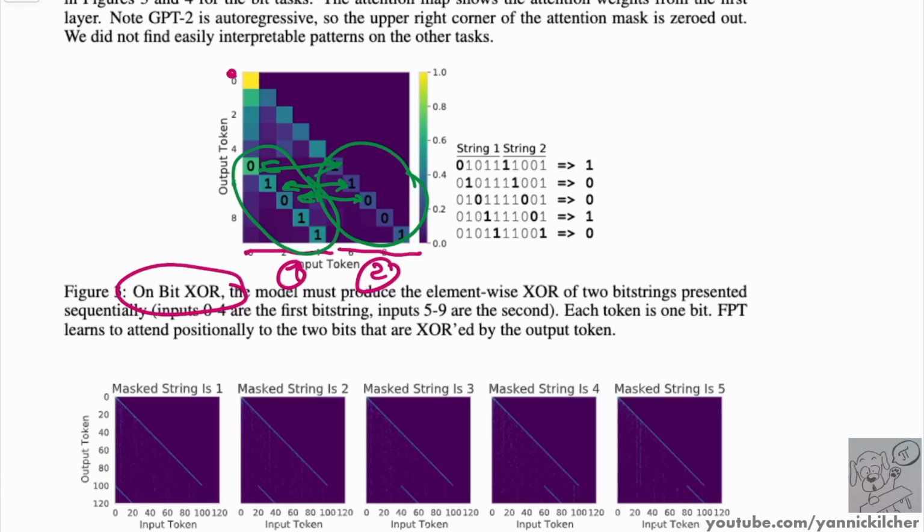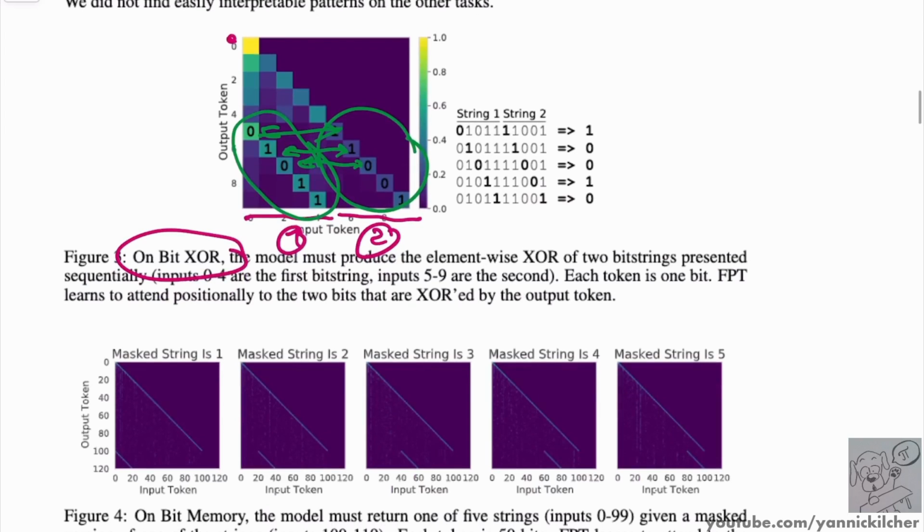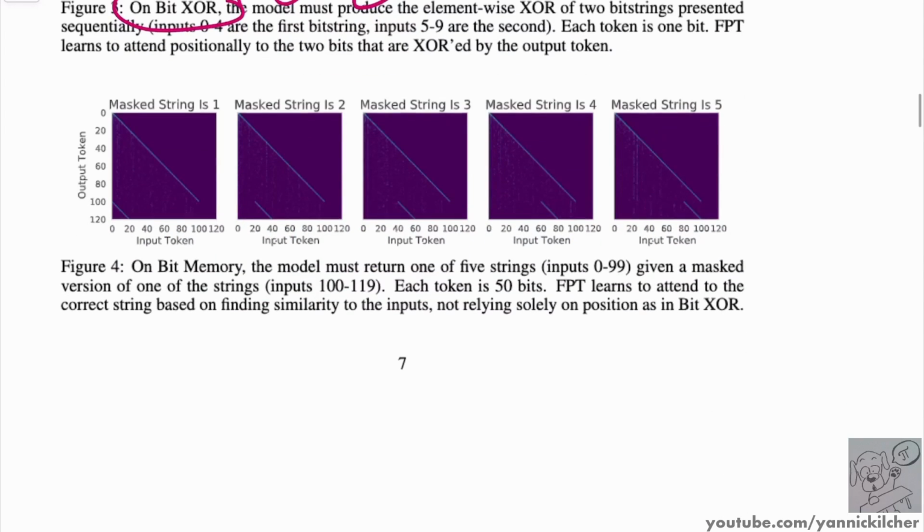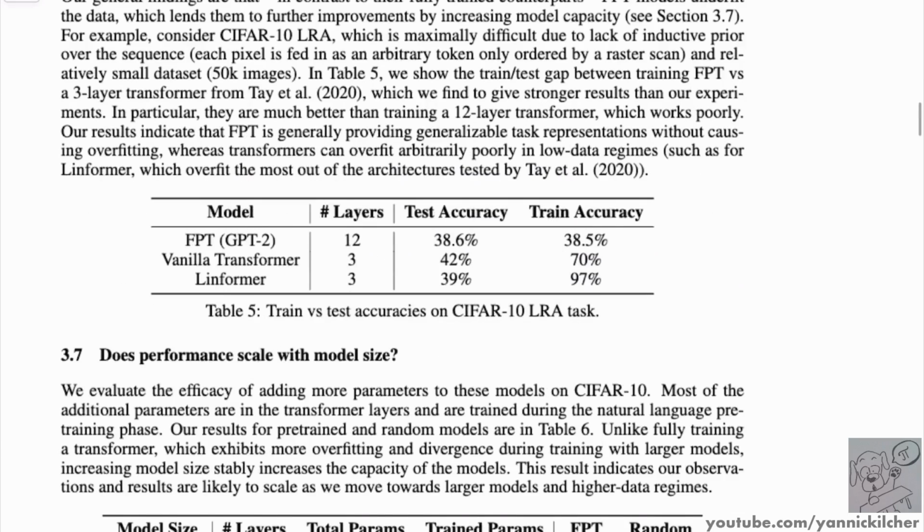But I think that goes into my claim that, look, we are still able to influence the attention matrix even though we don't train the attention weights. We are able to influence it by training these in-between parameters. The same goes for these bit memory tasks. You can see the attention matrices are very much attuned to the task right here.